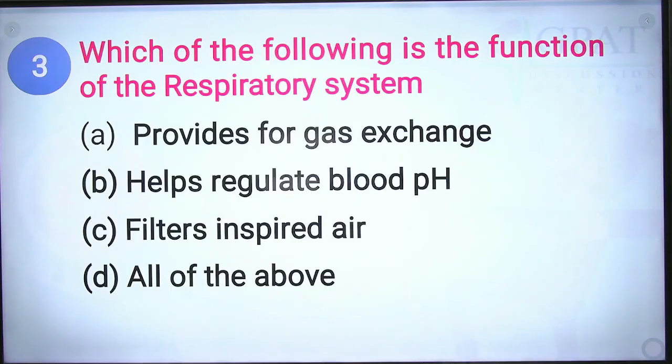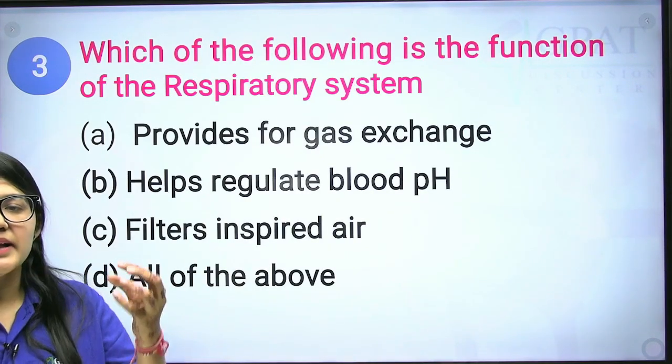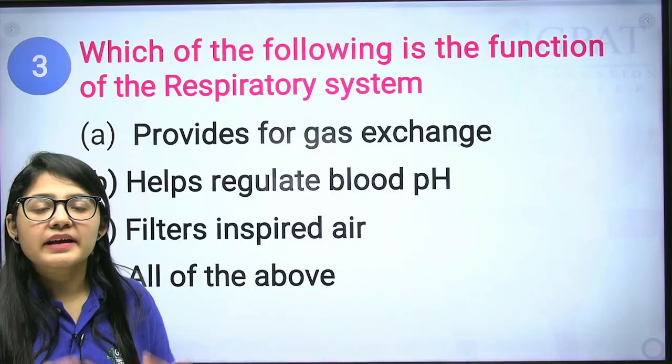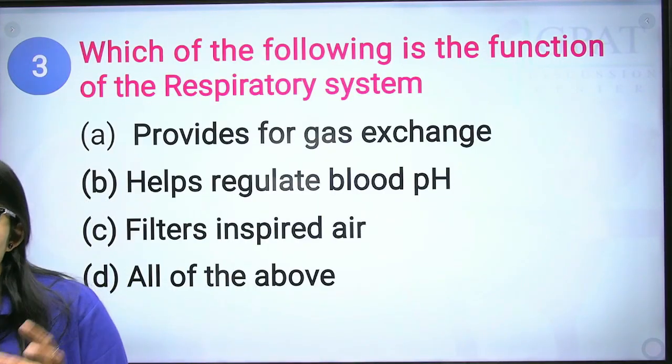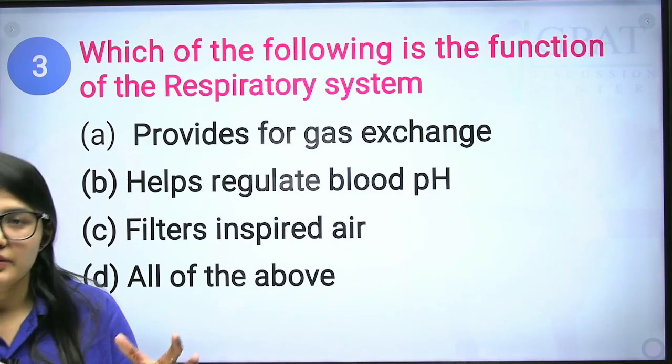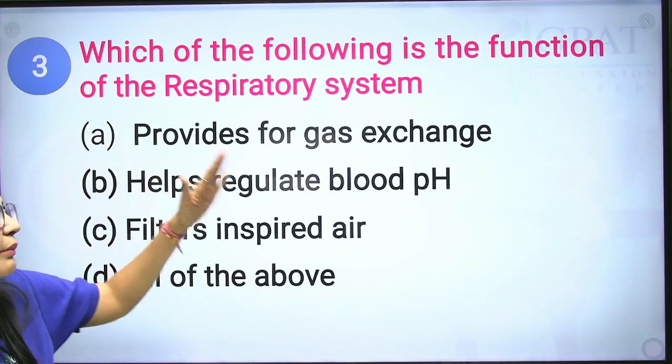Now the next question: which of the following is the function of the respiratory system? The respiratory system provides for gas exchange. Obviously in our respiratory system we have a functional unit known as the alveoli, and the alveoli are the site for gaseous exchange, where carbon dioxide and oxygen are exchanged with our hemoglobin. Next we have, helps regulate blood pH.